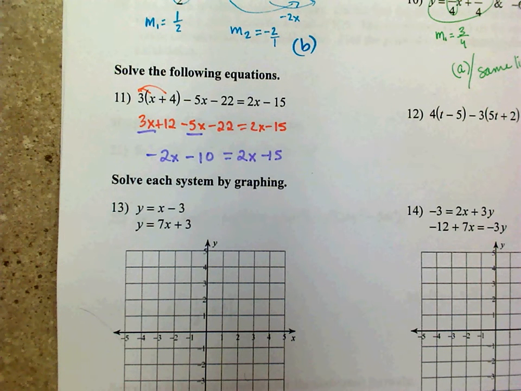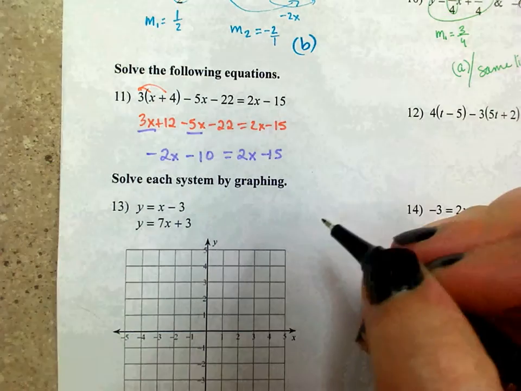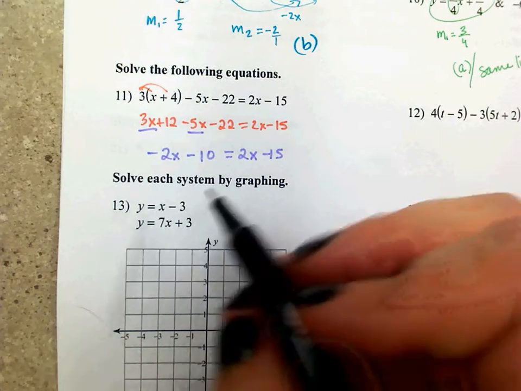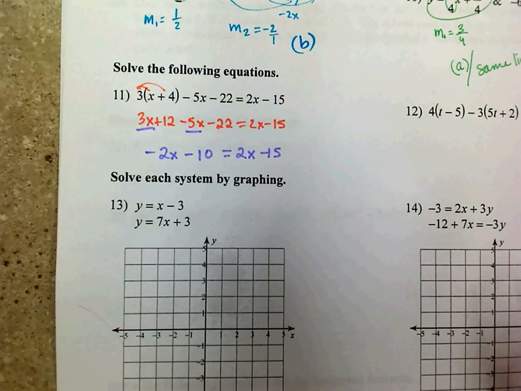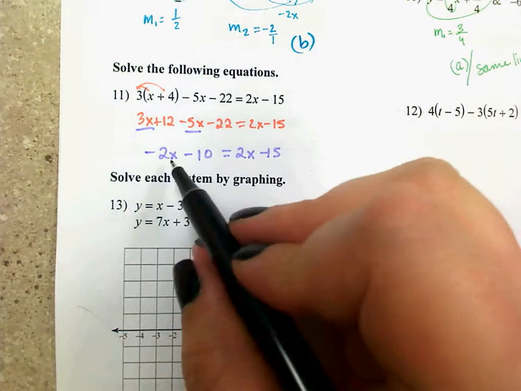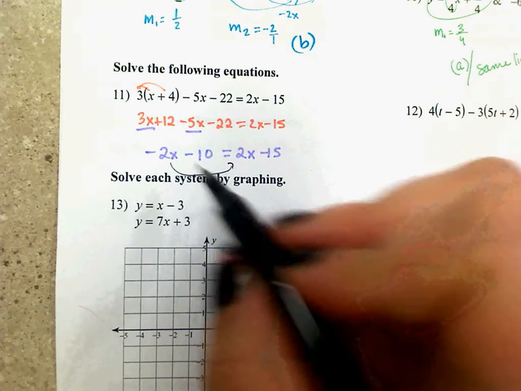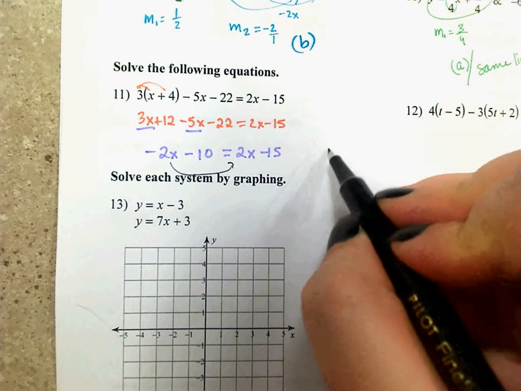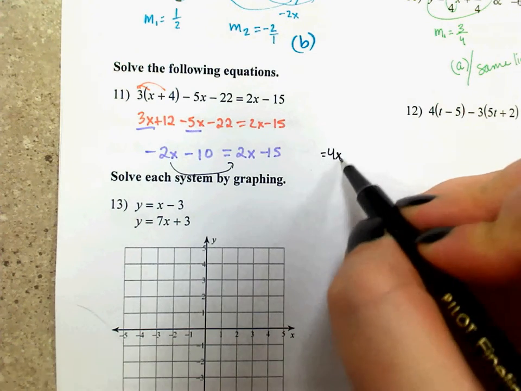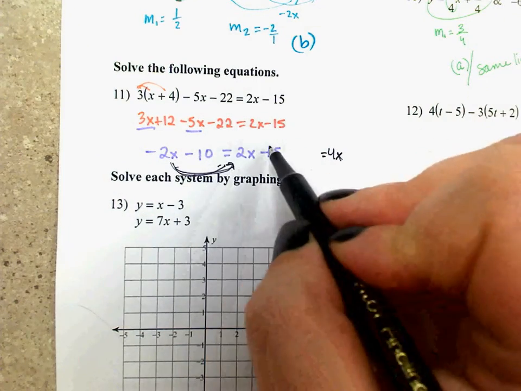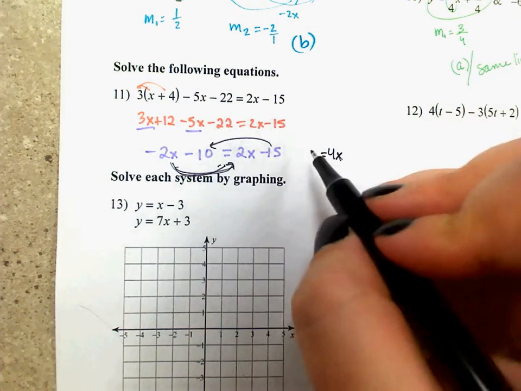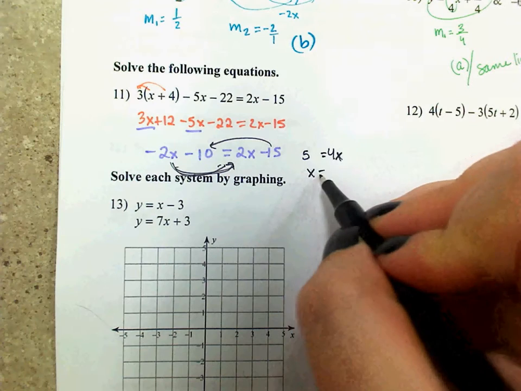So you could subtract this 2x over. I always deal with the variable first. Think about that. Or you could add the 2x, and that's what I'm going to do. So if I add the 2x over, I get 4x on the right-hand side, but you can switch that to the left. It doesn't really matter. So if I move this one over here, then I'm going to move that one over there by adding 15, which makes that 5. So x equals 4/5. 4.8. But I'd rather 4/5. Okay?